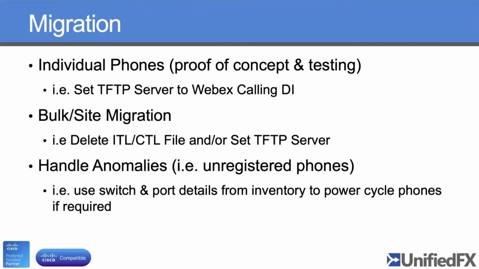There are also things you might need to consider, as I'm trying to allude to, such as handling anomalies, like phones that don't behave as you would expect them to and end up possibly unregistered. Now, if you did enable the web server on the phone as part of that inventory step, then part of the data that our software gathers is switch and port details.